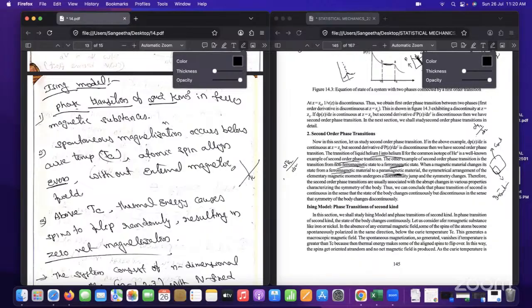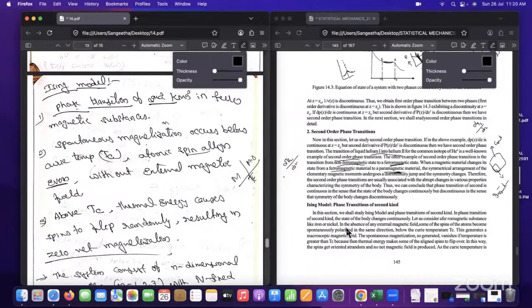Before the Curie temperature, magnetization M is there. After the Curie temperature, magnetization is 0. So before the Curie temperature TC, without an external magnetic field, all the spins are aligned. When the temperature is increasing, spins are flipping randomly and the magnetization goes to zero.